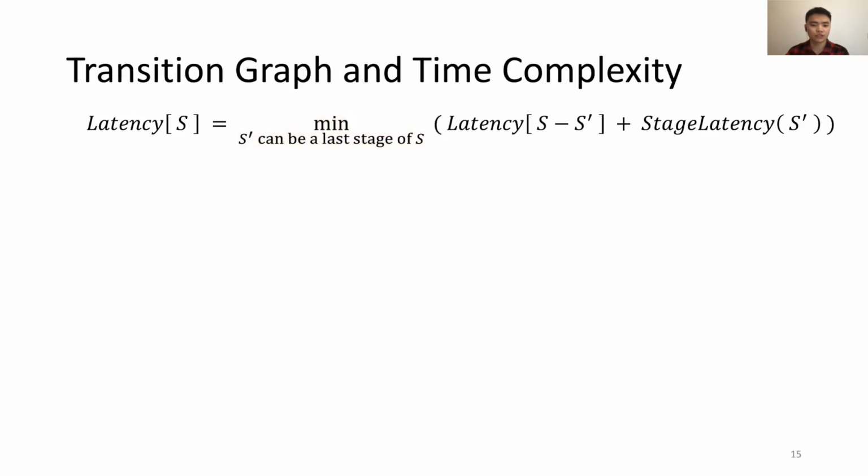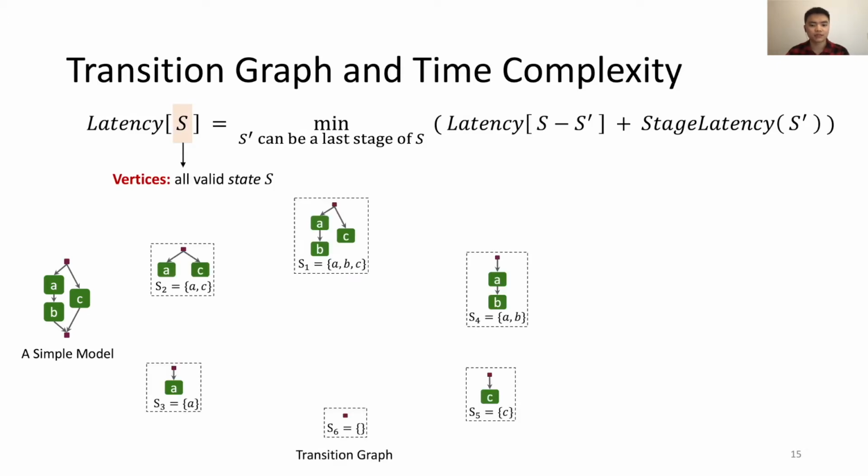Let's look at the transition graph, which describes the relationship between subproblems. Then we give the time complexity of IOS. We use this simple model to illustrate the transition graph. The graph contains all valid states S. For this example, we have 6 states, S1 to S6. The edges of the transition graph contain all edges from S to S minus S prime.